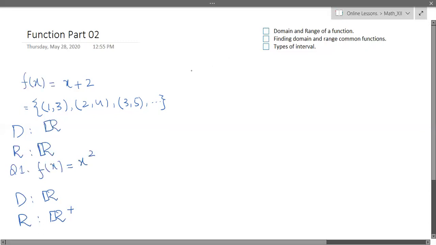Let's consider one more example. That's question number two, okay? And the function now is in the form of a fraction, okay? So we can call it rational functions. So it is, let's say, 1 over x plus 1.